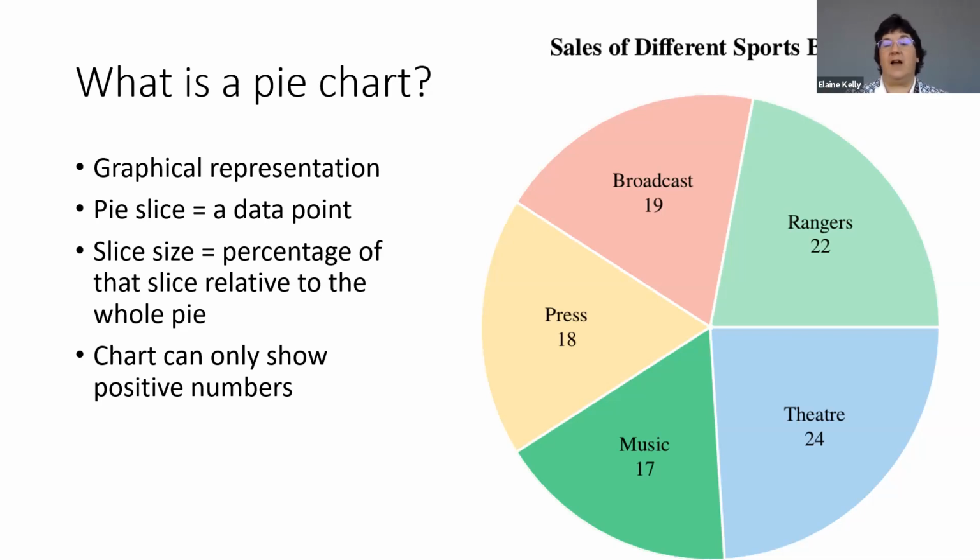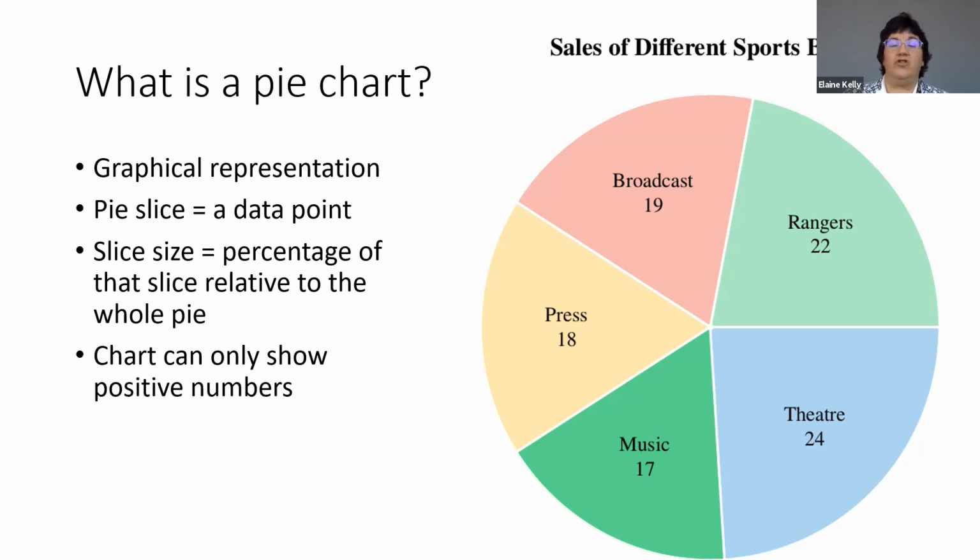The size of the pie slice represents the percentage. So if you add all of these numbers together, that becomes the total number of books. And then, for instance, with the press books, you would have 18 out of that total, and it could also give you a percentage point.